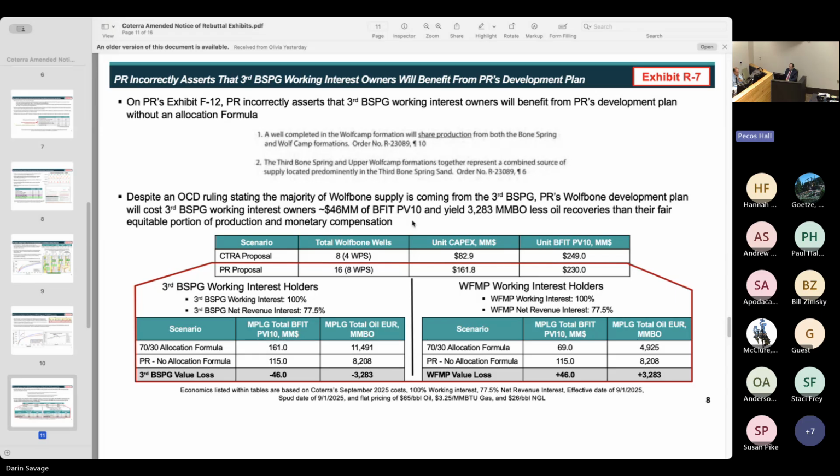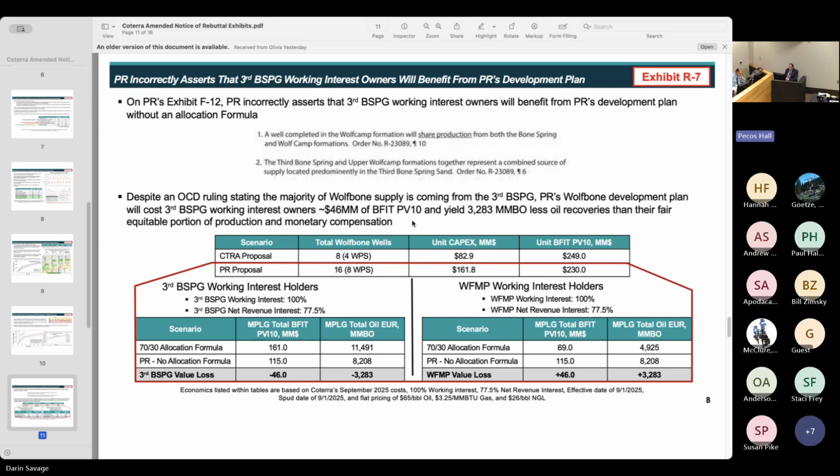To illustrate the potential magnitude of not having an allocation formula, I direct your attention to the bottom of the slide. The table we're showing of Coterra's proposal and PR plan was already shown early, but it's rolled up between both units. So Coterra's proposed plan of 8 wells is for the Mighty Pheasant Loosey Goosey, and PR's proposed development is for 16 wells, 8 wells for Joker, 8 wells for Bane. And next to it, we've got the associated CapEx and unit BFIT that those plans would generate based on Coterra's cost. This exhibit is based on Coterra's cost and a flat $65 oil price.